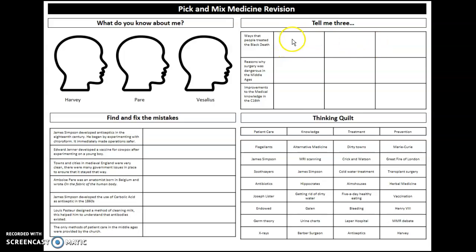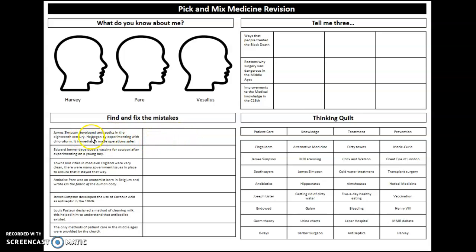For example, in here you might write praying to God, or in here you could write whipping themselves to avoid God's punishment. The next revision task is find and fix the mistakes. There are 1, 2, 3, 4, 5, 6, 7 statements here. I would like you to read each statement and rewrite it in its entirety, fixing the mistake.